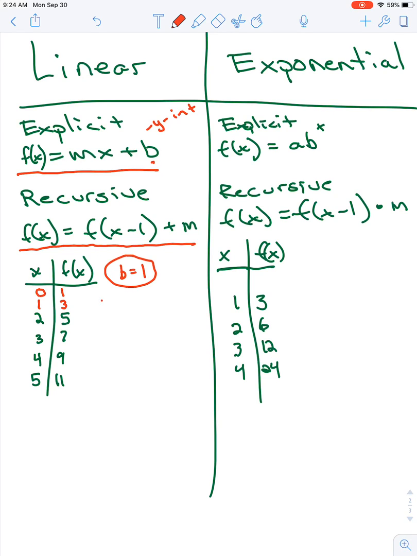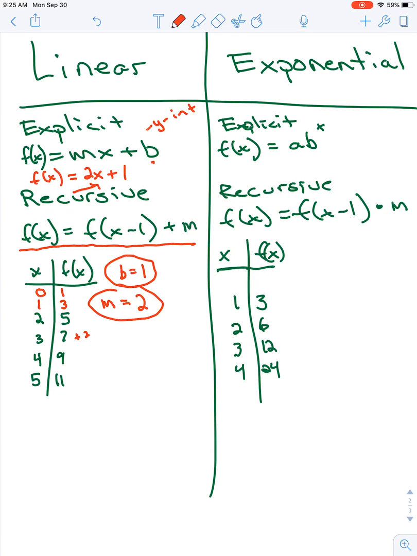M is the rate of change, and we already talked about how this was adding 2 each time. So this is equal to 2. So your explicit equation for this table is y is equal to, or let's get in the habit of writing it as a function, f of x is equal to 2x plus 1. And then you can always check to make sure that it works. So if I plug in 5, I better get 11. So if I put 5 here, 2 times 5 is 10, plus 1 is 11. And this is all from last year. So there's your explicit equation.